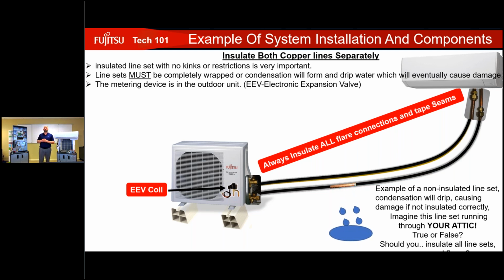Another thing is if we are exposing copper pipes in the attic, those pipes are going to sweat. That sweat could gather up, turn the color of your ceilings brown. All right, so we want to make sure that we are covered with our copper from flare nut to flare nut with insulation.